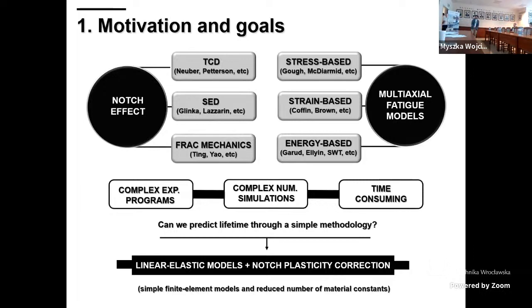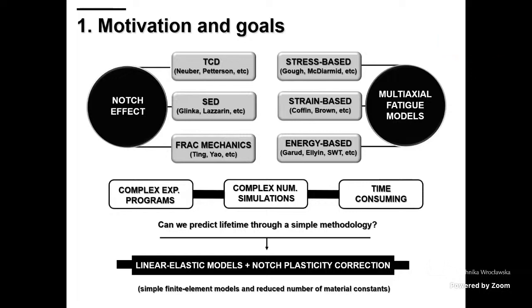even more challenging. Regarding the fatigue life prediction models, in general, they are organized into three groups: stress-based, strain-based, and energy-based approaches. And the notch effect is generally accounted for by using the theory of critical distances, the strain energy density, or fracture mechanics concepts. However, most of these models require a huge number of material constants and require sophisticated numerical simulations, which makes the process time-consuming. In some cases, this approach is not completely suitable for daily problems.